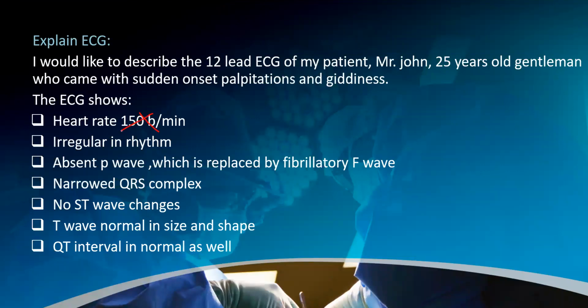In this case, don't bother with heart rate because you will not be able to say something. It's very hard to say the heart rate in an irregular rhythm. So say that heart rate is increased, irregular in rhythm, absence of P wave which is replaced by fibrillatory F wave, narrow QRS complex, no ST wave changes, T wave normal in size and shape, QT interval is normal, and your diagnosis is atrial fibrillation.